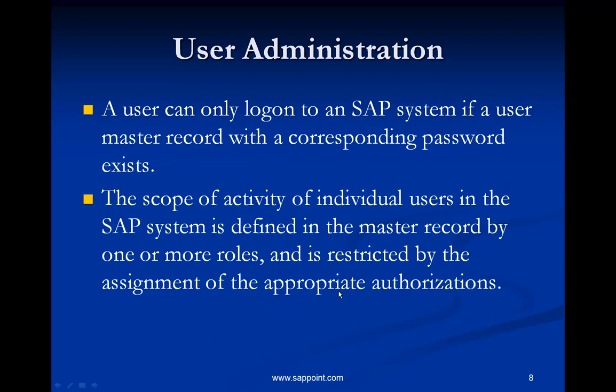A user can only log into the SAP system if a user master record with a corresponding password exists. So to log into the system, a user would need a user ID and a password. The scope of the activity of individual users in the SAP system is defined in the user master record by one or more roles, and is restricted by the assignment of appropriate authorizations. So once the user logs into the system, what he or she can or cannot do depends on what kind of authorizations have been assigned to them.